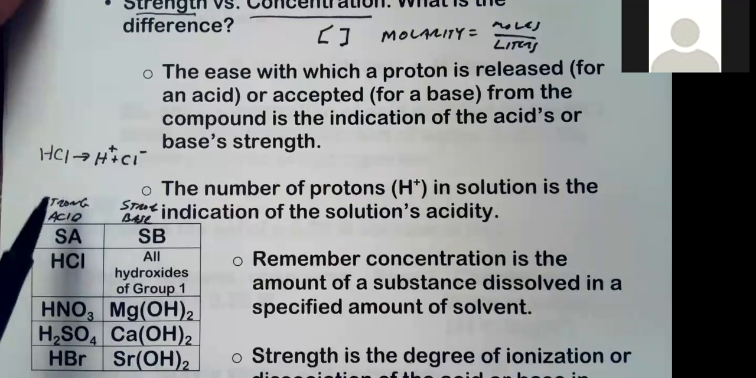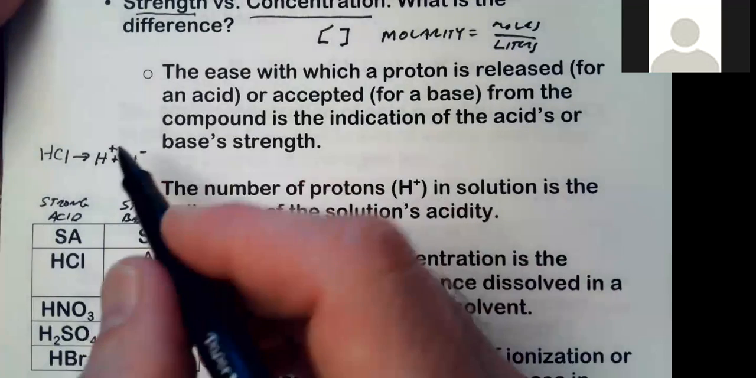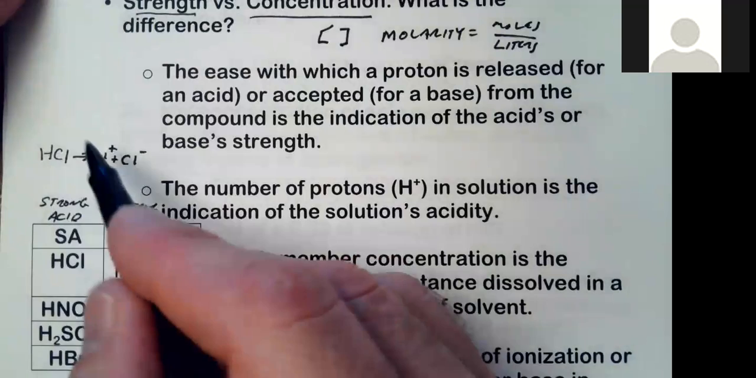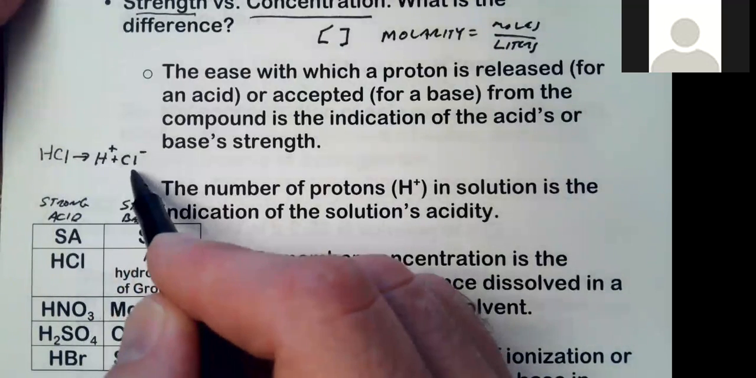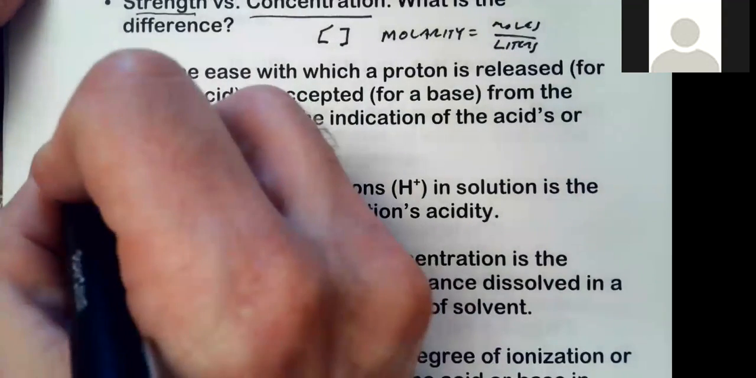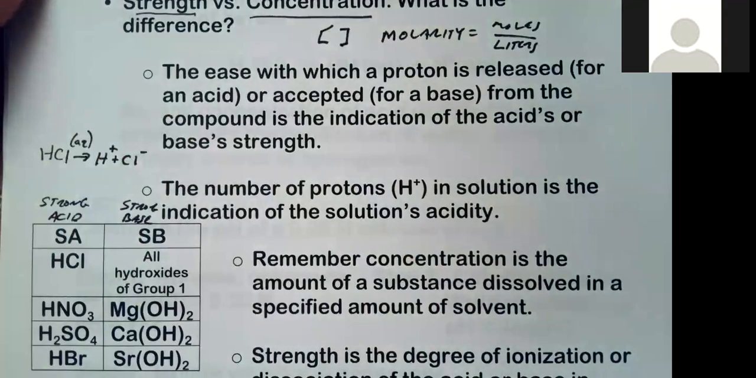And that's because strong acids and strong bases, what they do is they completely dissociate. And that means that all of the HCl is going to always break apart into H plus and Cl minus if it is in aqueous solution. So you never have any doubt.